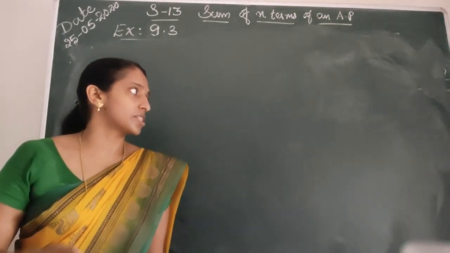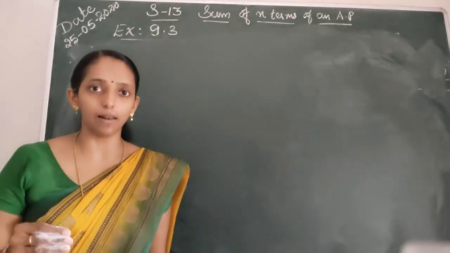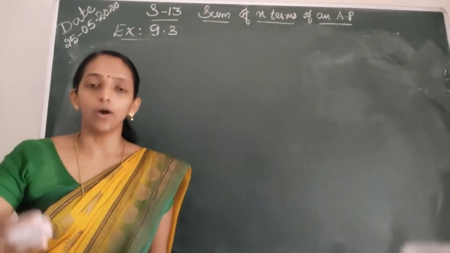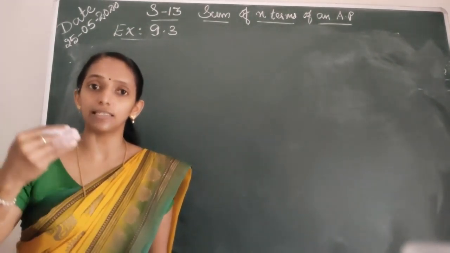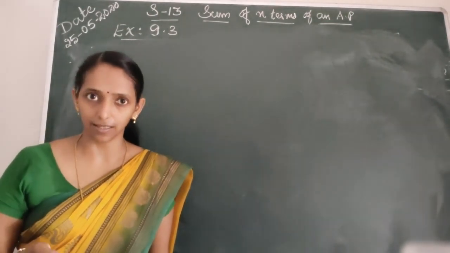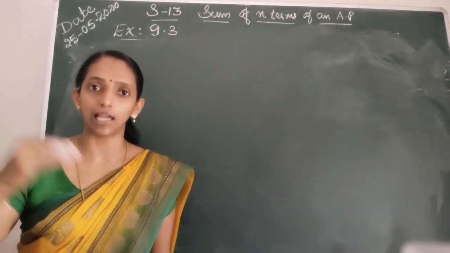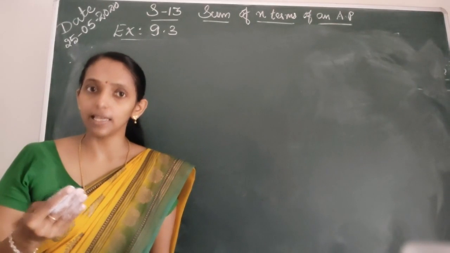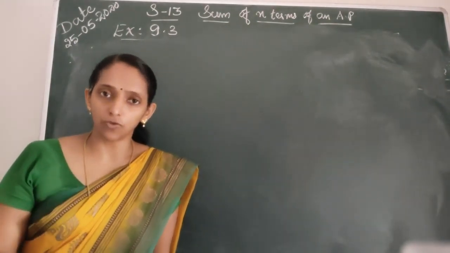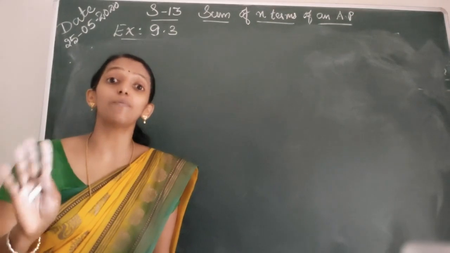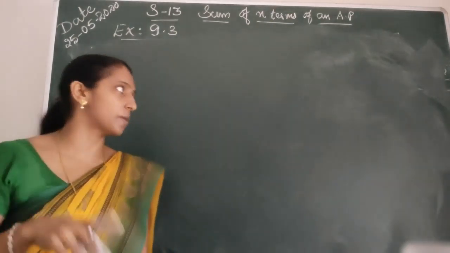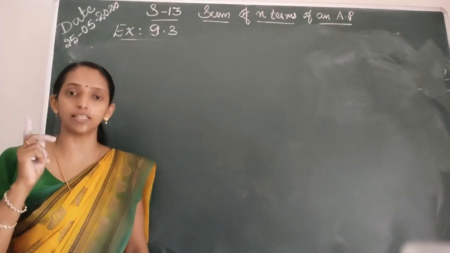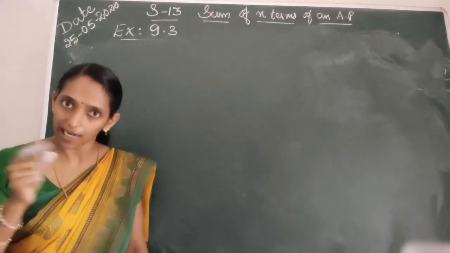So for an calculation, we can calculate the value of l by taking the formula a plus n minus 1 into d. Or if you have to calculate the nth term from the last, we will go for another formula. What was that? l minus n minus 1 into d. That was the formula for calculating the nth term from the last.